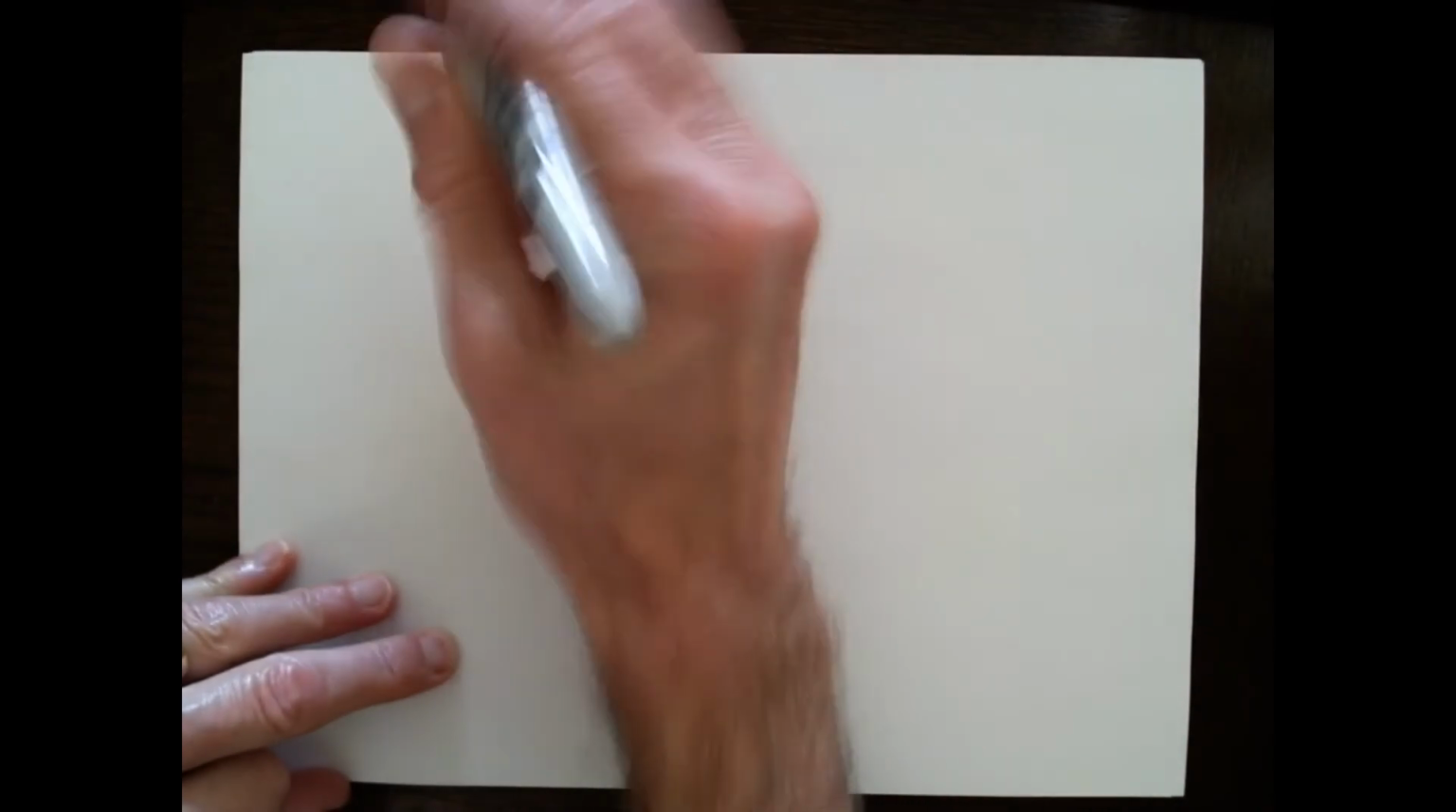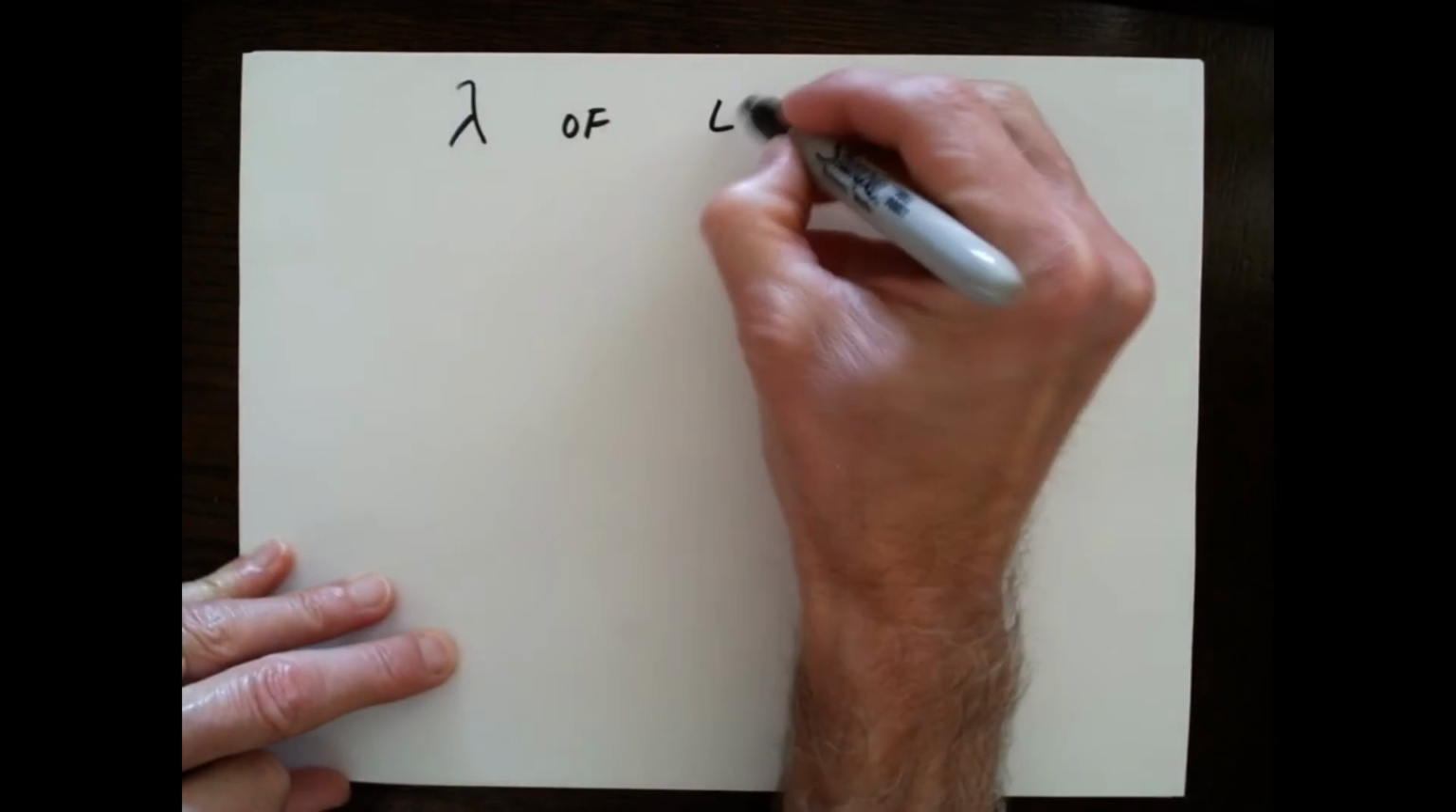A couple more things I want to cover here, and this has to do with wavelengths of light. So, wavelengths of light. This is the symbol for wavelength.